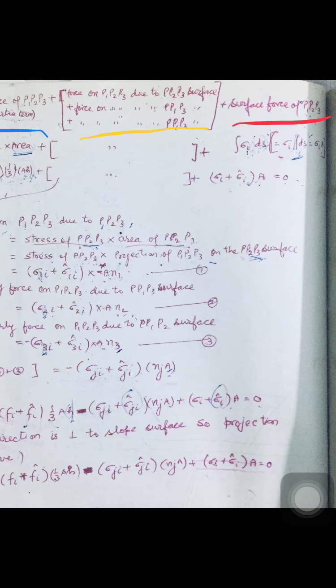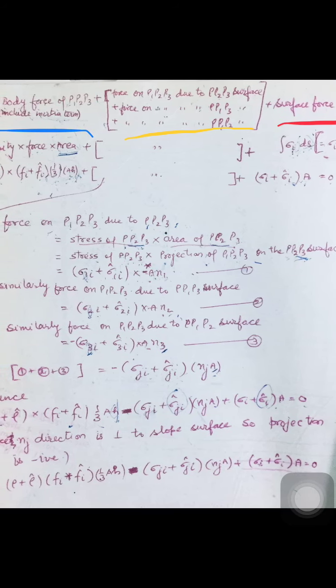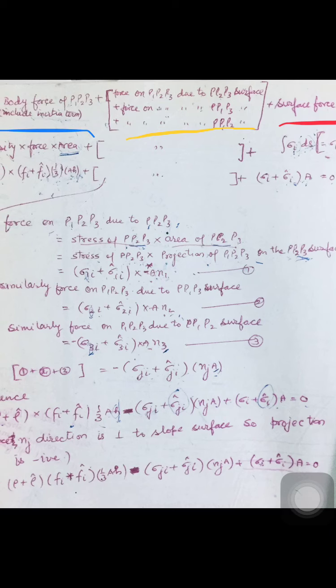We saw in the earlier lecture sigma I ds, with sigma I taken out, only the integral of ds, that is A. So it becomes sigma I plus sigma I cap into area. So we are taking the forces due to the slope side.